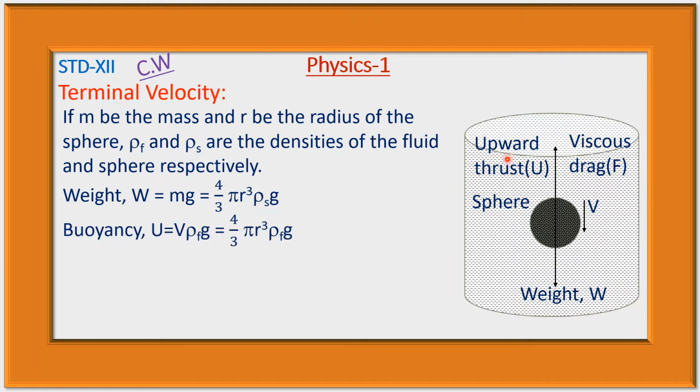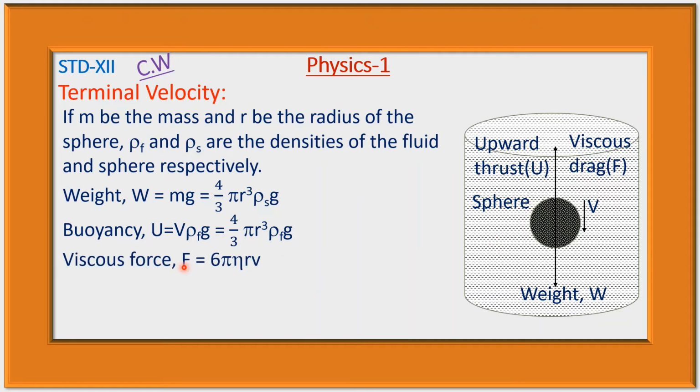And upward thrust due to the buoyancy, U is equal to V rho g. We know buoyancy is equal to V rho g, where V is 4 by 3 pi r cube. That is, upward thrust U is equal to 4 by 3 pi r cube rho f g. Rho f is the density of the fluid or liquid.